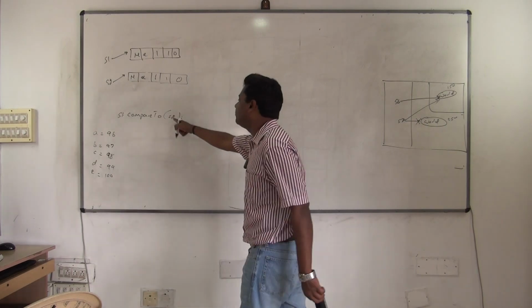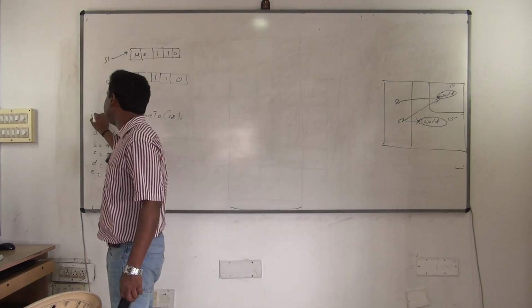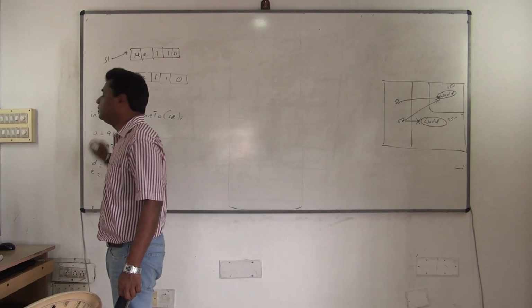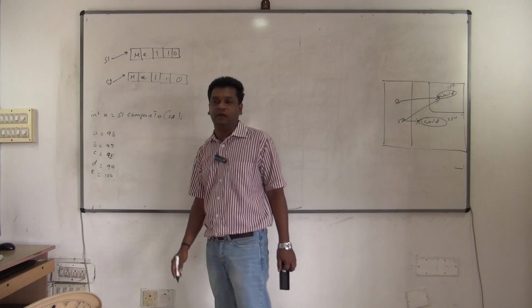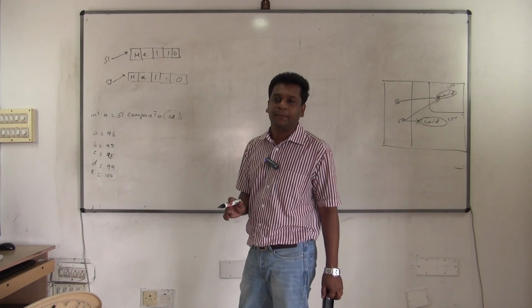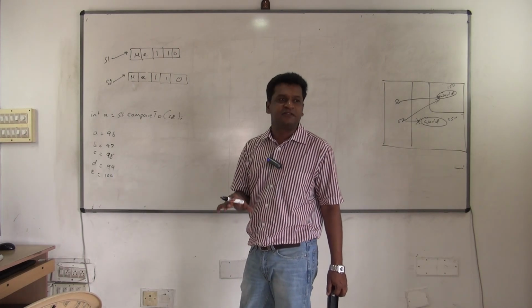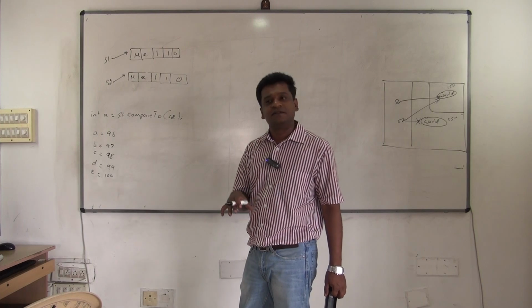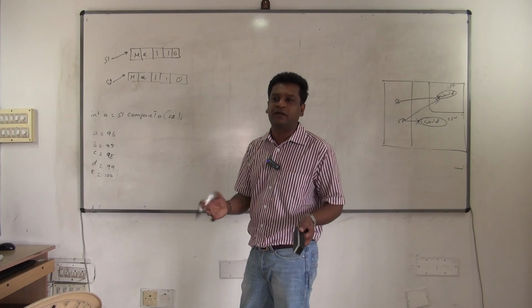So the return type of compareTo will be only three kinds. Either it will be a positive value, a negative value, or a zero value. Positive value means the first string is greater. Negative value means the second string is greater. Zero means both are the same.